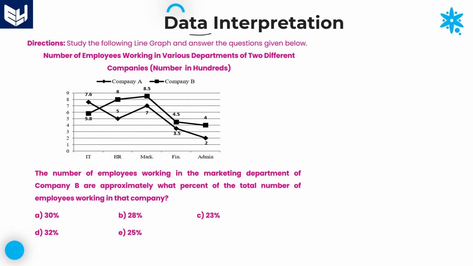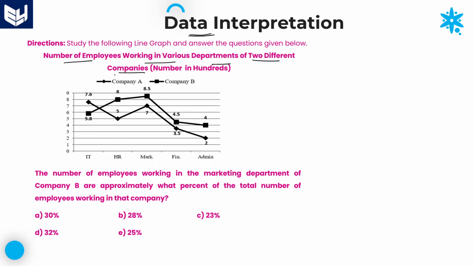In this session, I am continuing line graph data interpretation. Here, first of all, we need to read the information carefully and then solve the questions according to the given information. See the information: number of employees working in various departments of two different companies.